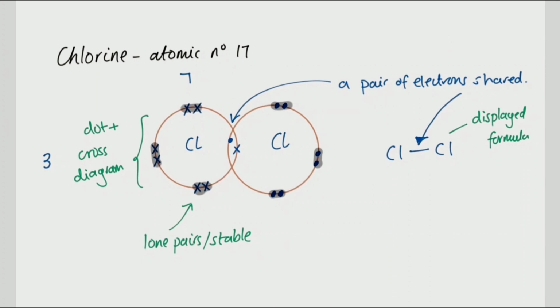So you can add those pairs of electrons onto this displayed formula. Crosses for the first chlorine atom, so there will be 3 pairs of electrons on that atom, and dots for the second chlorine atom, so there will be 3 pairs on that chlorine atom. And when you add the lone pairs, it turns this displayed formula into a Lewis structure.